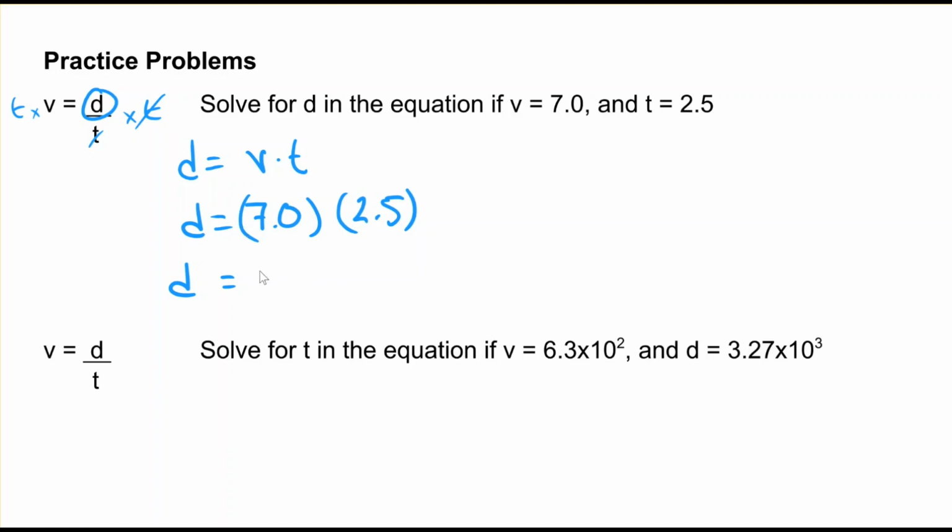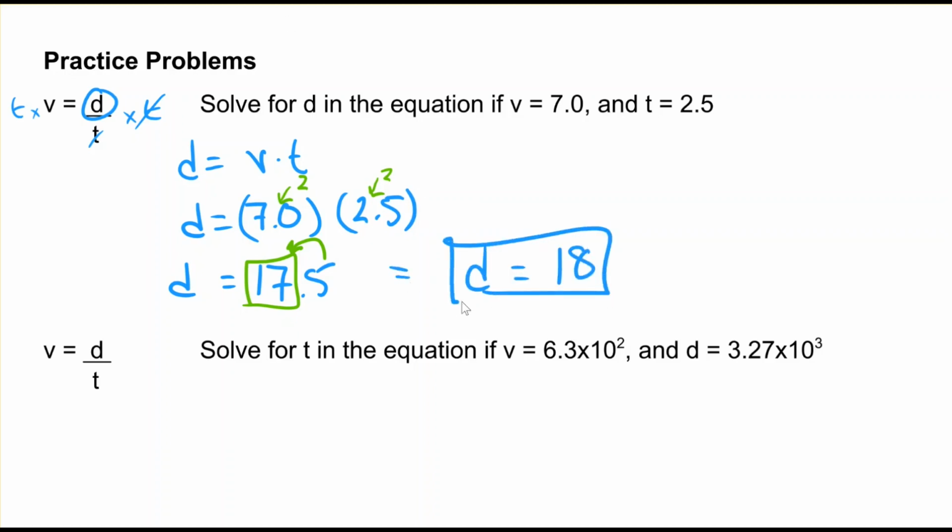So that means 7 times 2.5 is going to be 17.5. No problem, 17.5. Now, keep in mind, 2 significant digits here, 2 significant digits here, so we need 2 digits here. So actually the 5 is going to round the 7 up to an 18. So it's actually 18. Perfect. Okay, let's move on.